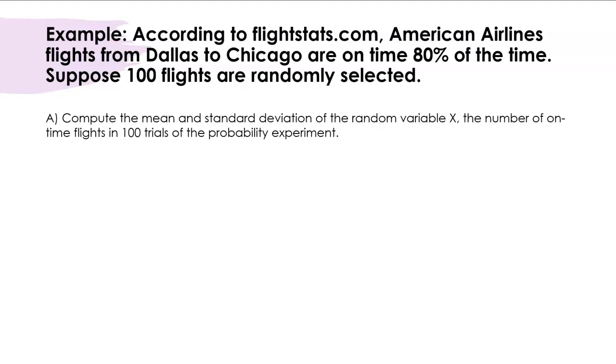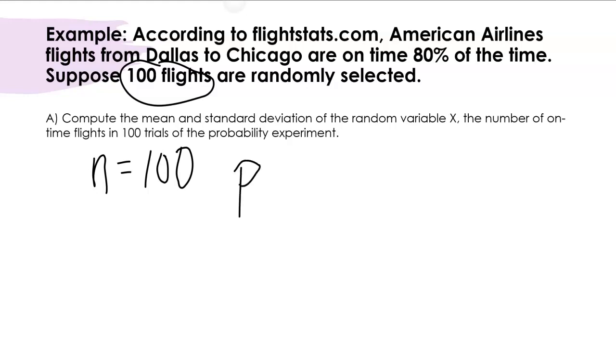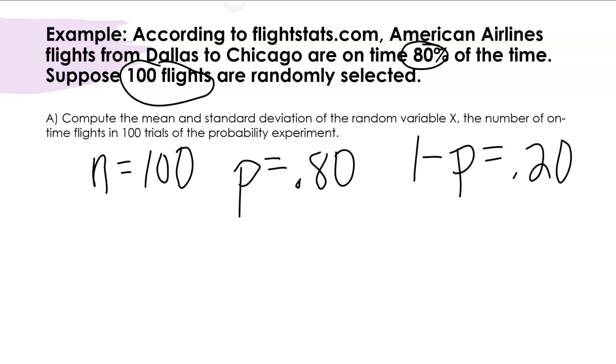So first we need to identify what is N. Our N in this case is 100 because there are 100 flights that are randomly selected. Our P is going to be the probability of success, which is this 80%. That's that they're on time. Our success is the flight is on time. So the probability would be 0.80. And then the probability of failure, which is 1 minus P, is going to be 0.20 because that's 1 minus 0.8.